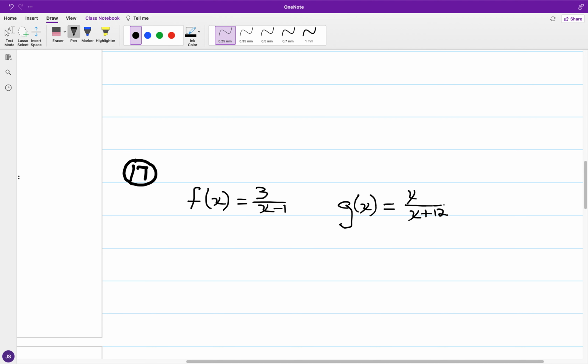Now we do have to take the full composition in order to find out just what the restrictions, if any, there will be. In the case of f composed with g of x, we're looking at f of g of x, and first identifying g of x. So g of x we have as x all over x plus 12.